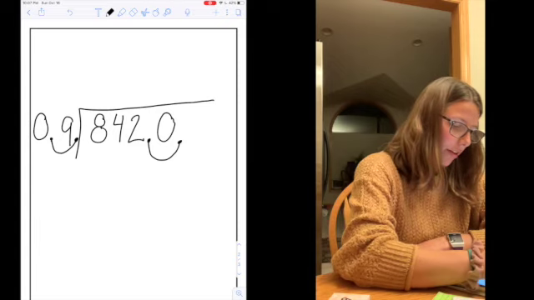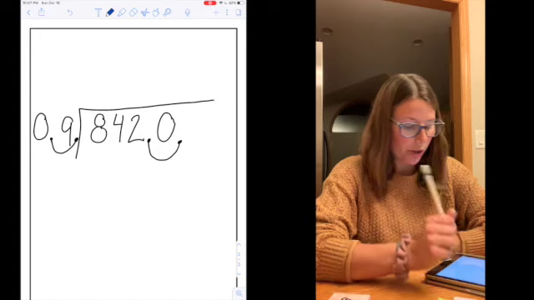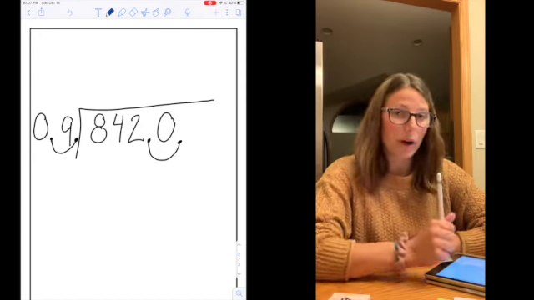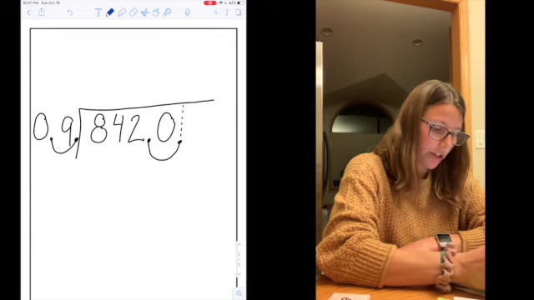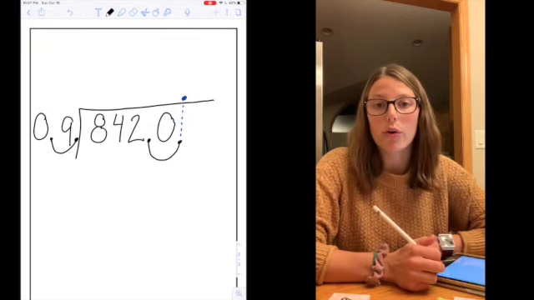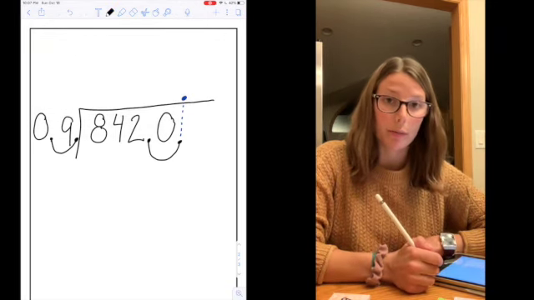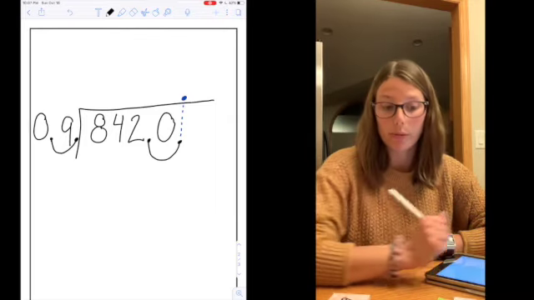When you're working with dividing with decimals, it's really important to remember that when you have your dividend, you have to make sure your decimal follows straight up into your answer. You want to make sure you're following a straight line with that. Even if there is no first number in the ones place, you have to make sure your decimal is straight up and you put a zero before it.